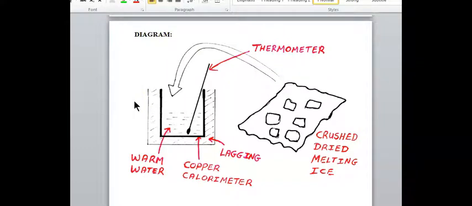And we minimize the energy lost to the surroundings by using cotton wool or polystyrene foam as lagging around the copper calorimeter. And we also put a lid on the calorimeter to prevent heat loss to the surroundings. We also minimize heat loss from the water by using a thermometer of low heat capacity, and that simply means it doesn't take much heat from the water when it's measuring its temperature.